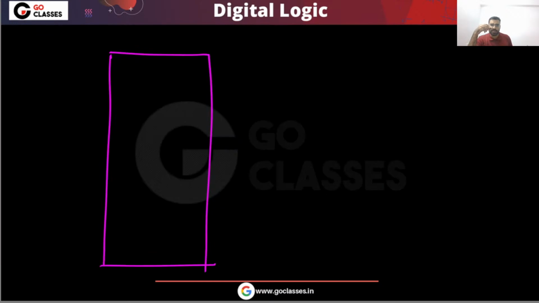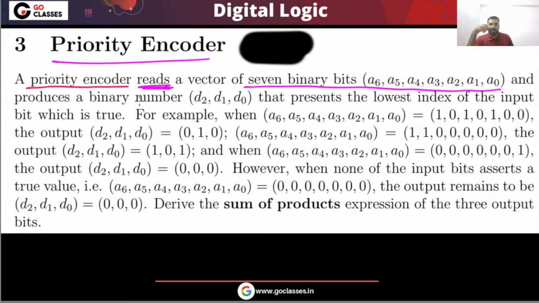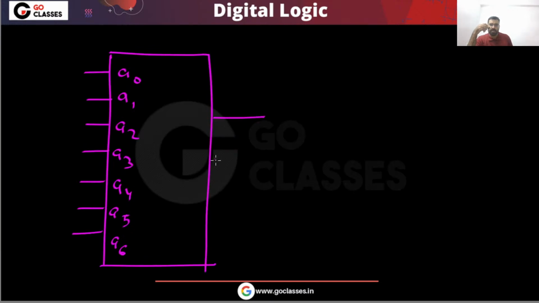It means the input is 7 bits. I can say A0, A1, A2, A3, A4, A5, A6. So there are 7 inputs. And it produces a binary number. Remember, this is an encoder and it will produce a binary number D0, D1, D2.